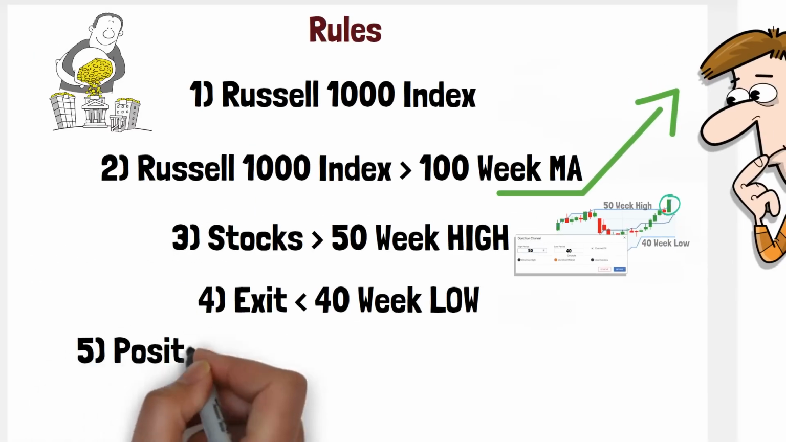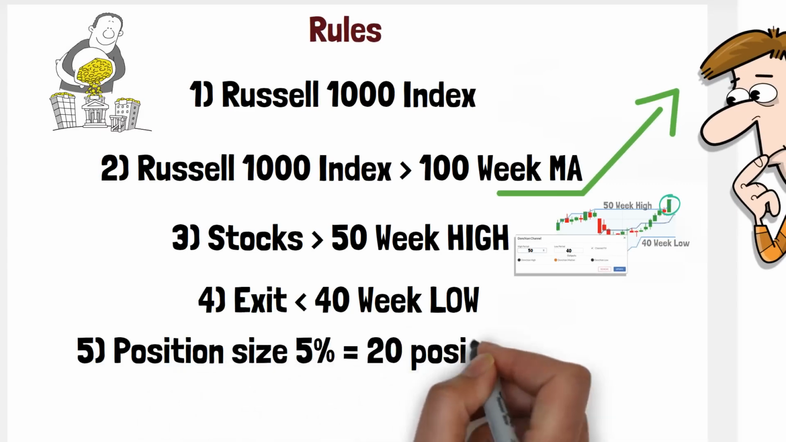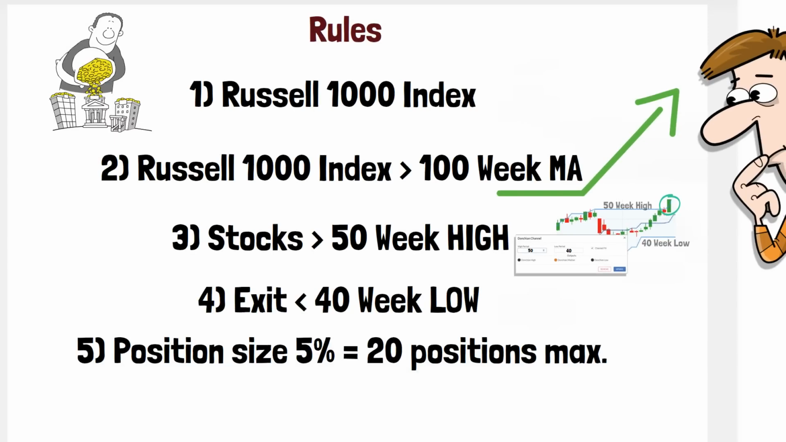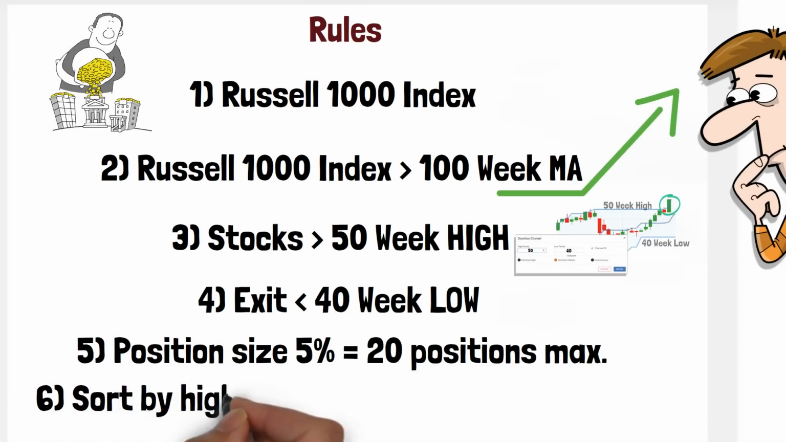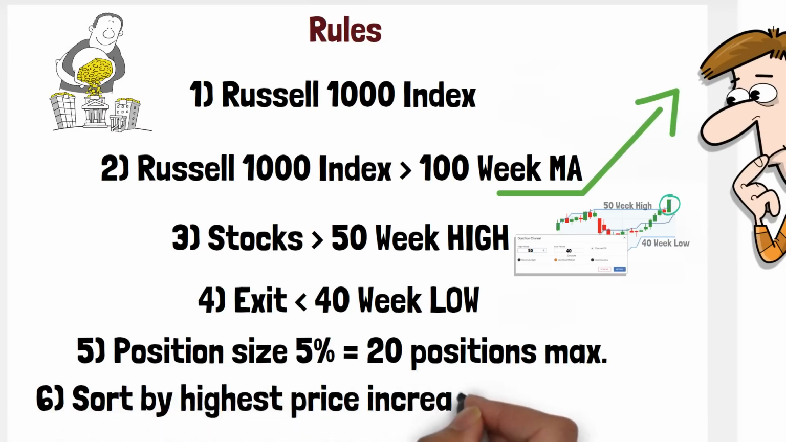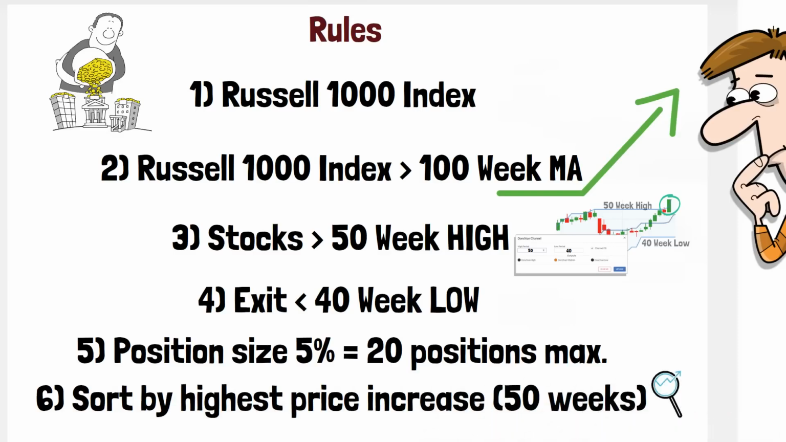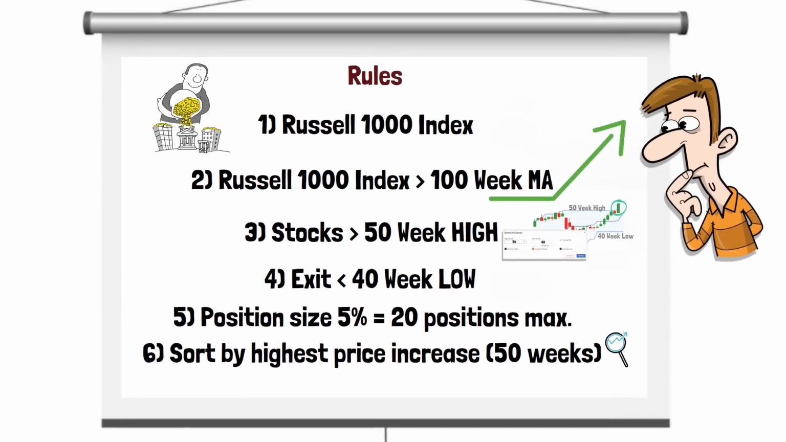Position size must be 5%, meaning a maximum 20 position portfolio, and if there are more qualifying stocks than positions available, we must sort by the stocks which have increased the most over the last 50-week period, and add the highest gainers.